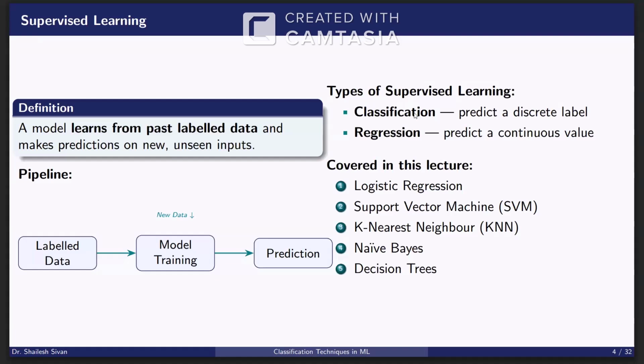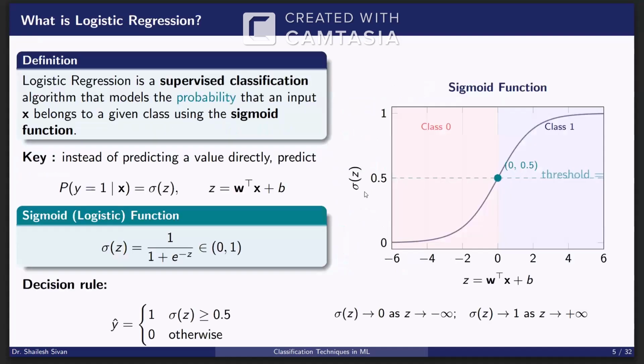Supervised learning is classification if it predicts a discrete label, and regression if it predicts a continuous value. Is that clear? In this lecture, we are going to discuss how logistic regression, support vector machines, k-nearest neighbor, naive Bayes, and decision tree classifiers work for classification. First, we are starting with logistic regression.